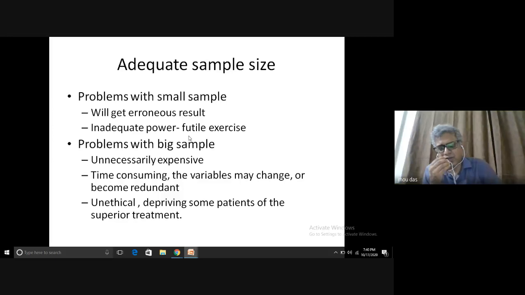And it is unethical also. Suppose you get a new treatment for GBM, and it can be tested using 200 samples. You waited for 1,000 samples. So the extra 800 patients, those who were randomized to the non-treatment arm, are basically deprived of the superior treatment. So that is unethical. So we need an adequate sample size, not too much more than that, not too less than that.